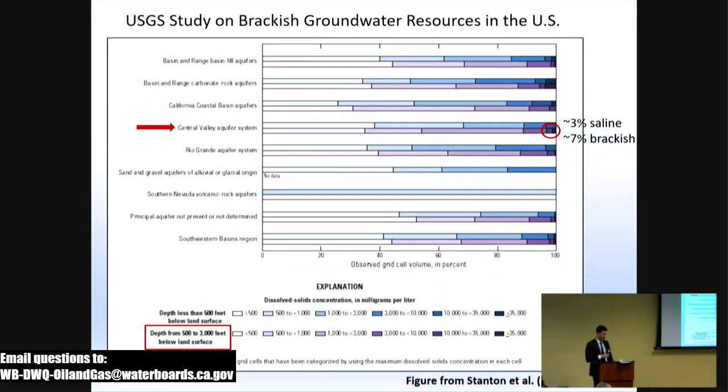This is just another figure from Stanton and colleagues, just to show that down to around 3,000 feet below ground surface, about 90% of the Central Valley aquifer system is fresh. I'm just sort of listing off reasons why it's prudent to continue protecting groundwater.